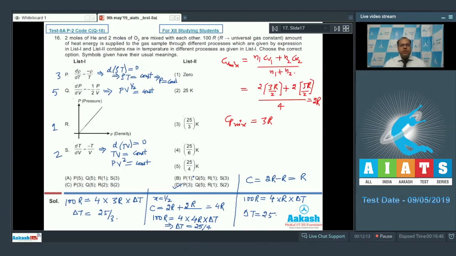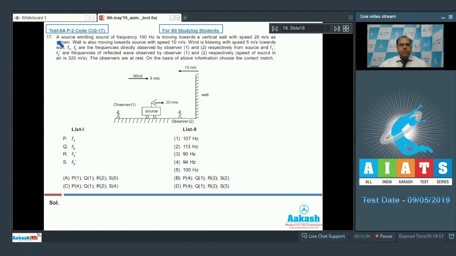Let's move to question number 17. In question number 17, a source emitting sound of frequency 100 Hz is moving towards a vertical wall with a speed of 20 meter per second, as shown. The wall is also moving towards the source with a speed of 10 meter per second. Wind is blowing with a speed of 5 meter per second towards the wall.